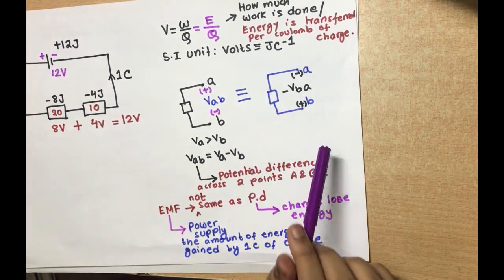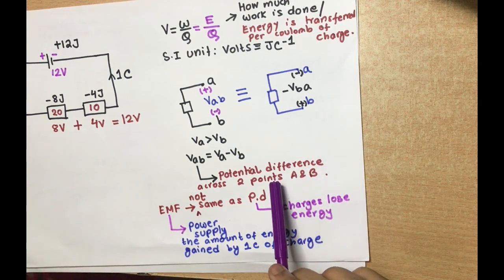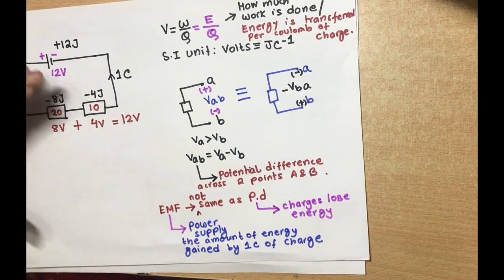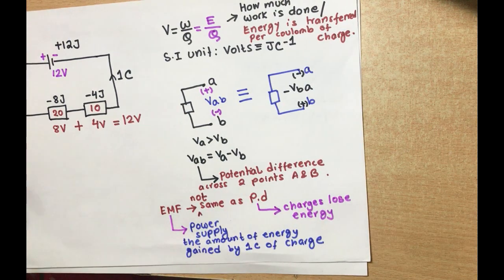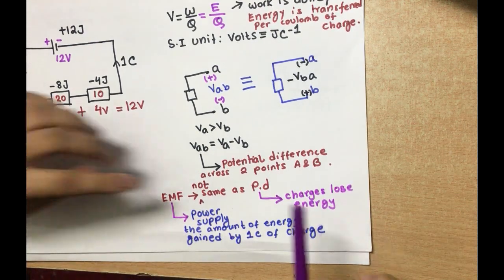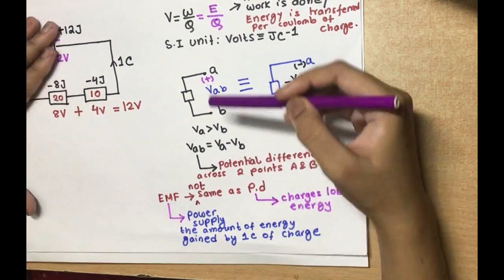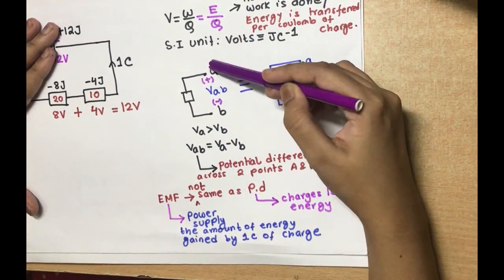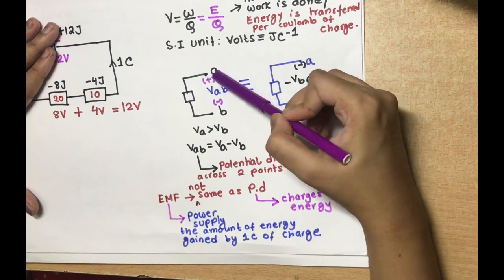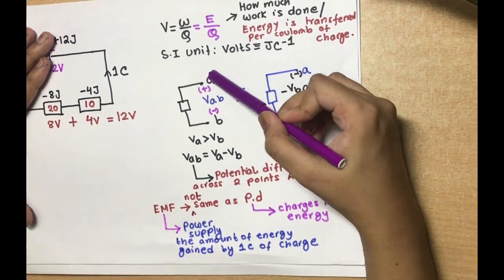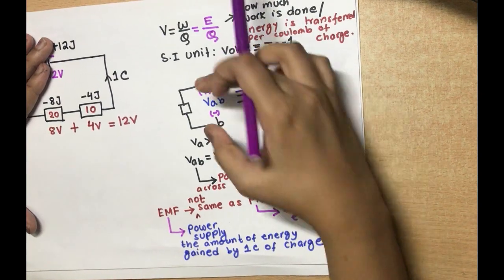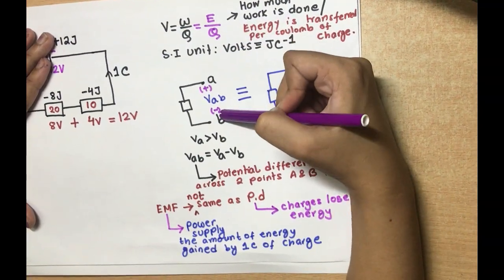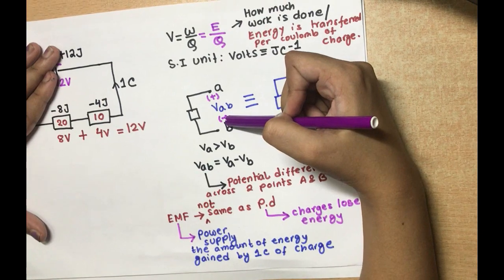Now, what is the difference between potential difference and EMF? Obviously, EMF and potential difference are not the same. Now, what's the difference? Potential difference is the difference in potential between any 2 points. For example, here, the potential difference is between point A and point B. So, when any 2 points are at a different potential, then there is a potential difference.